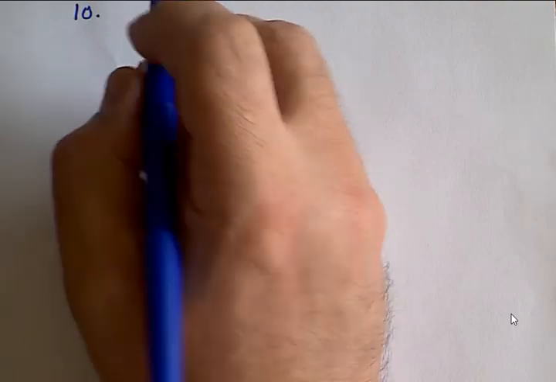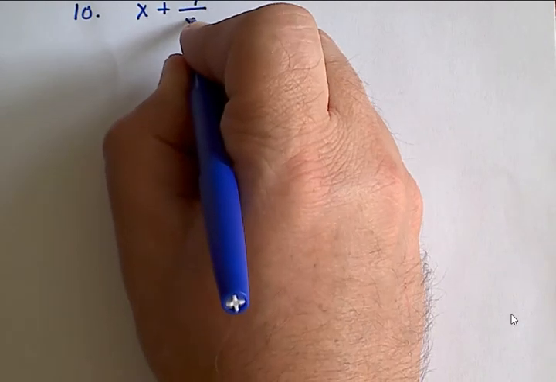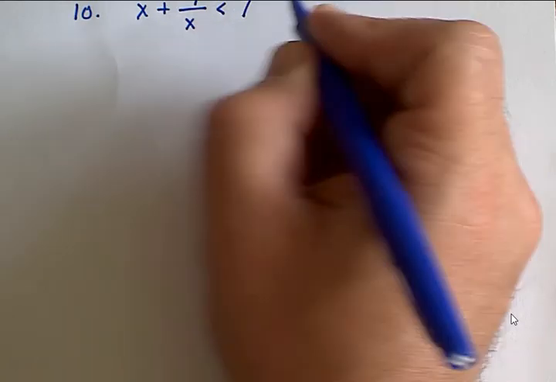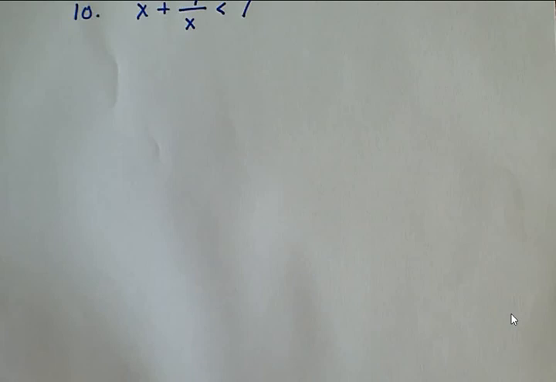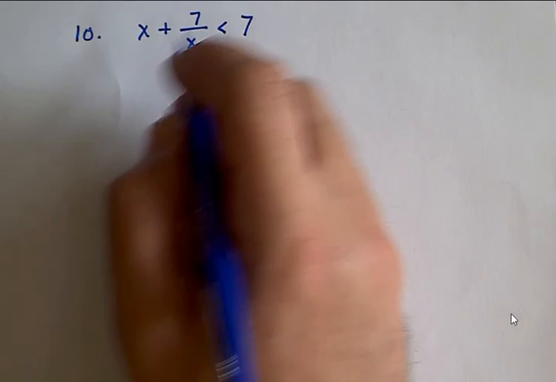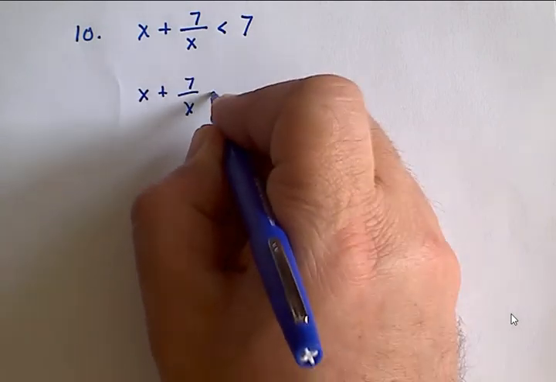Okay, x plus 7 over x is less than 7. Now with this problem, a couple things here. The first thing I need to do is move that 7 over so that it's with the rest of the terms. So I'm going to subtract it over. Kind of looks like this.